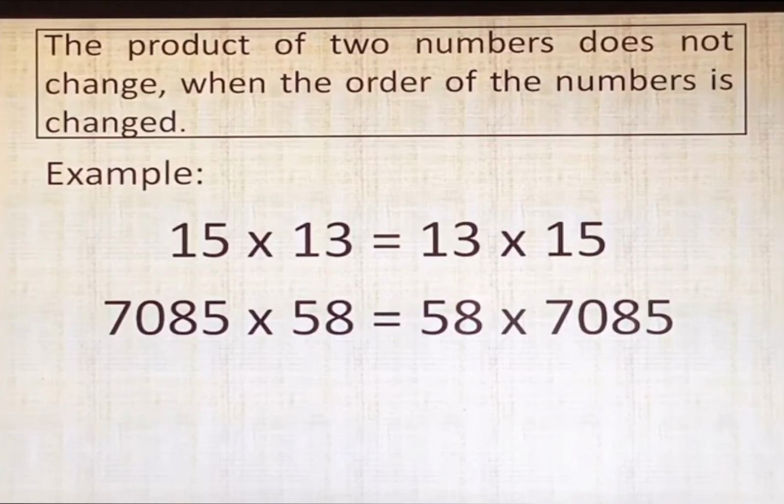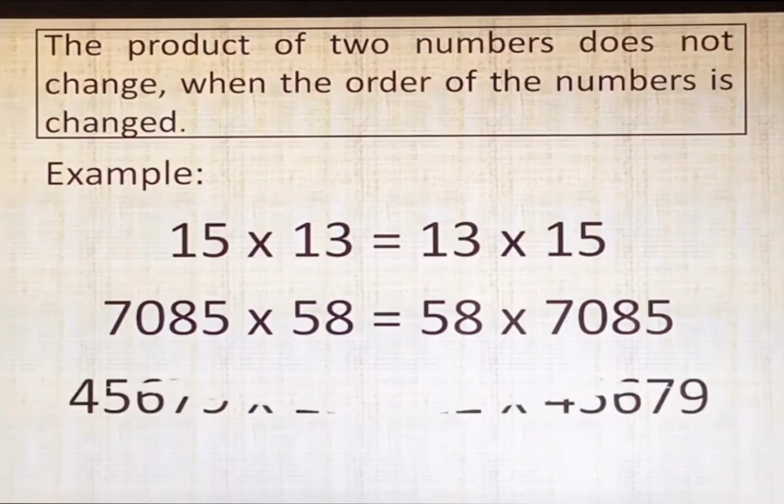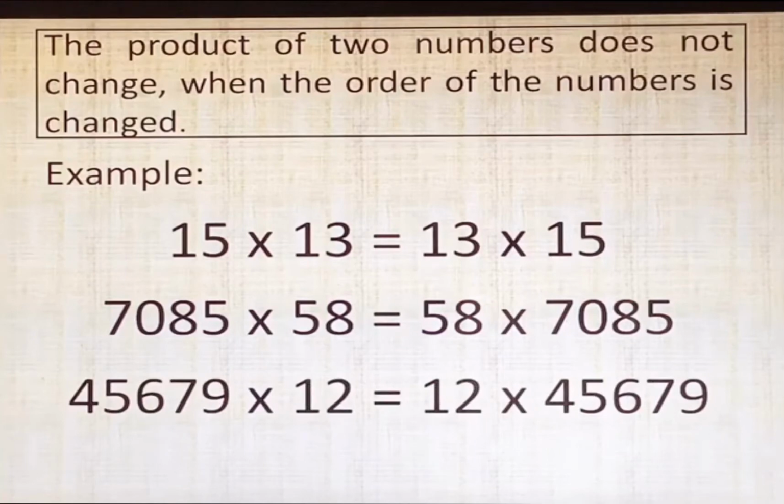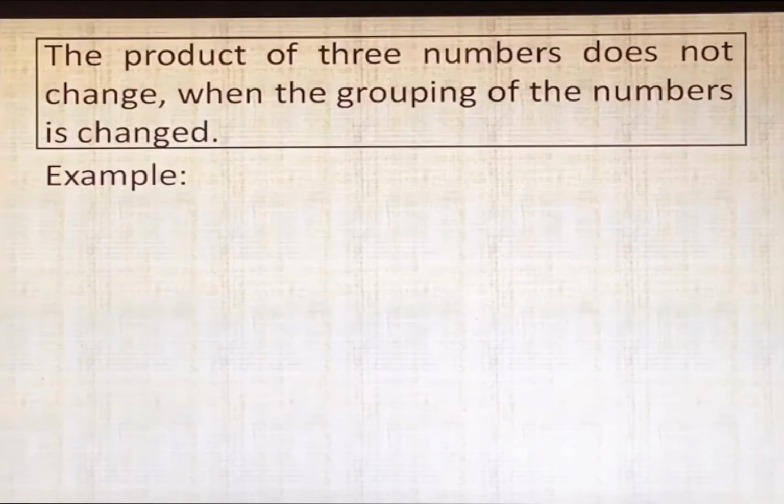7085 into 58 is equal to 58 into 7085. 45679 into 12 is equal to 12 into 45679. When we change the order of numbers, there is no impact on the answer.